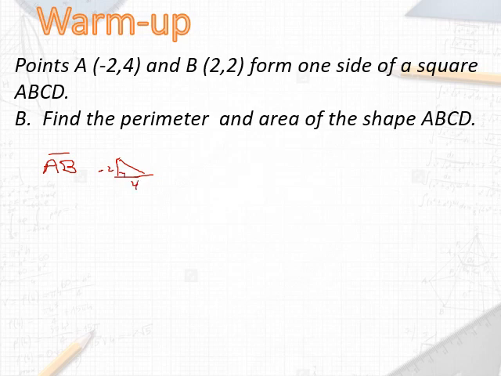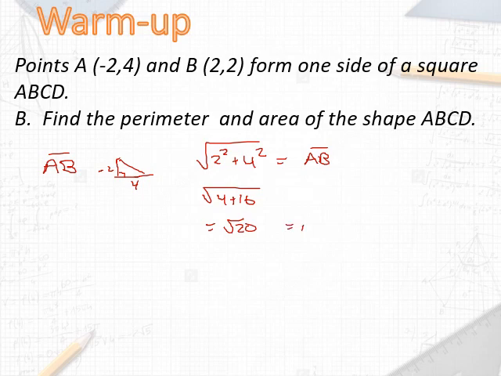So forget the negative, it's just 2 units. So it's going to be 2 squared plus 4 squared. And we're going to square root that whole thing to get the length of AB. So that's going to be the square root of 2 squared is 4 plus 16. So that's going to be root 20 is equal to AB.